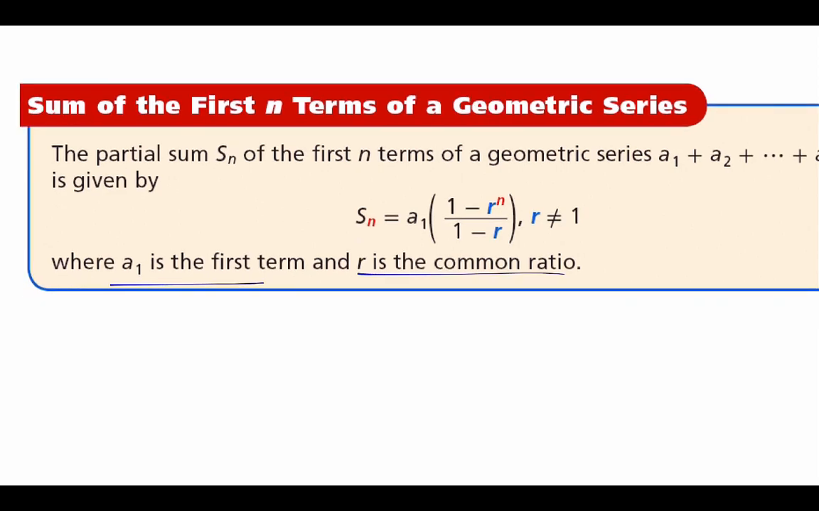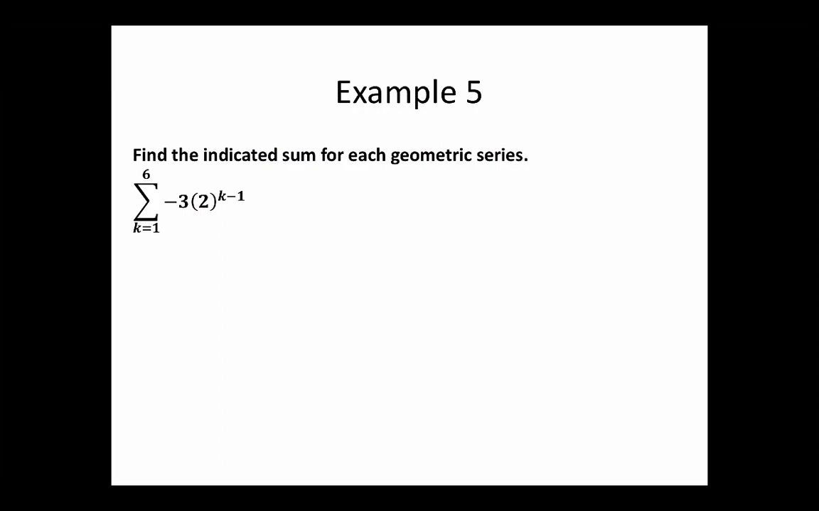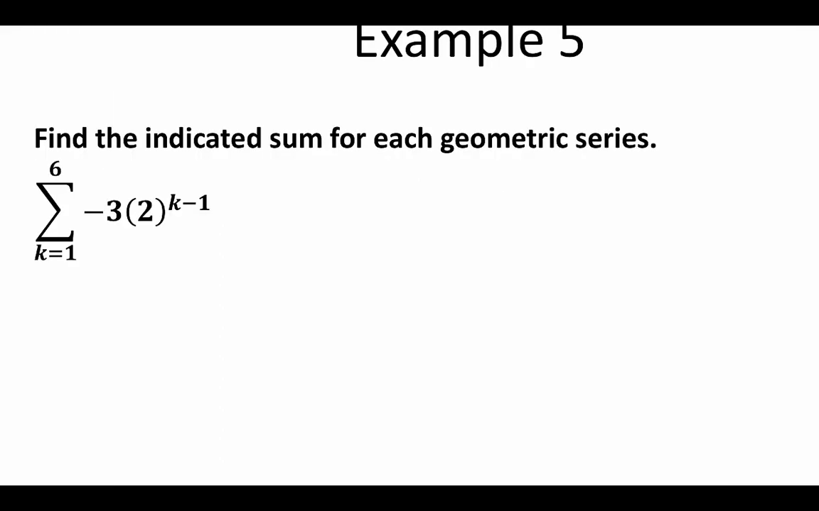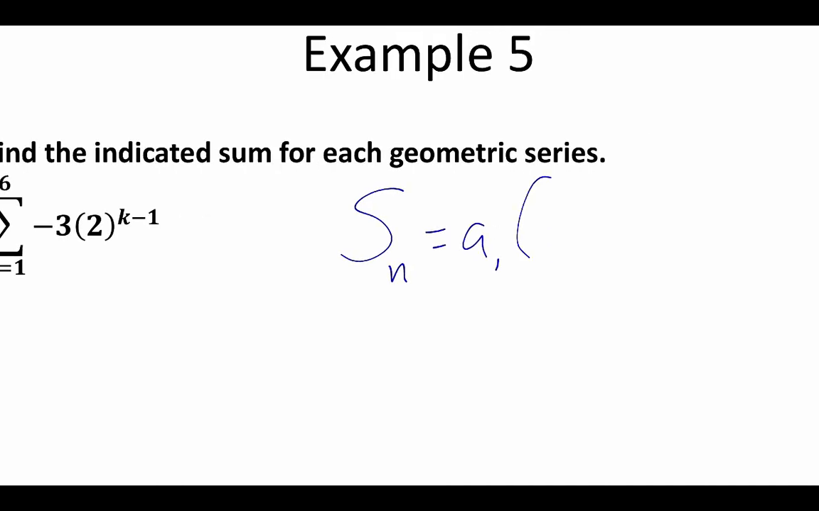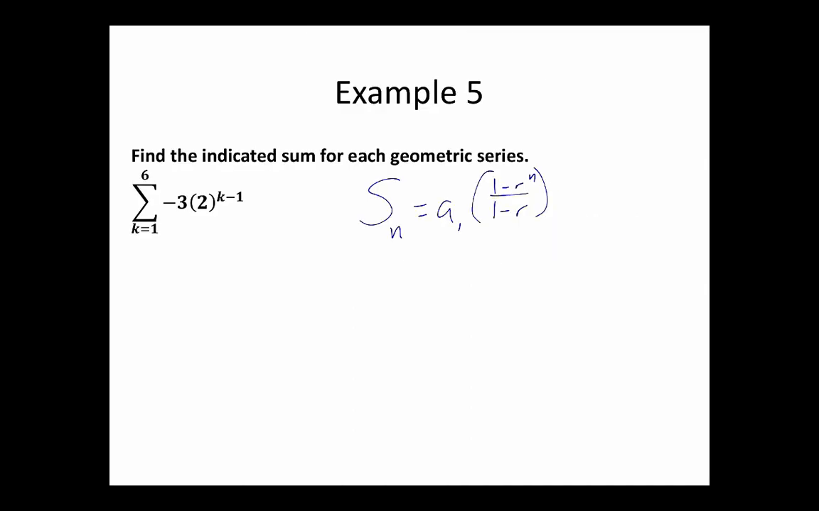We're going to use this on the last example here and see if we can shorten the process. We're asked to find the indicated sum of each geometric series. Again, the formula we're using here is S sub n equals a sub 1 times (1 minus r to the n) over (1 minus r). We've got to figure out some things here. We need to know what n is. We need to know what r is. We need to know what a sub 1 is.